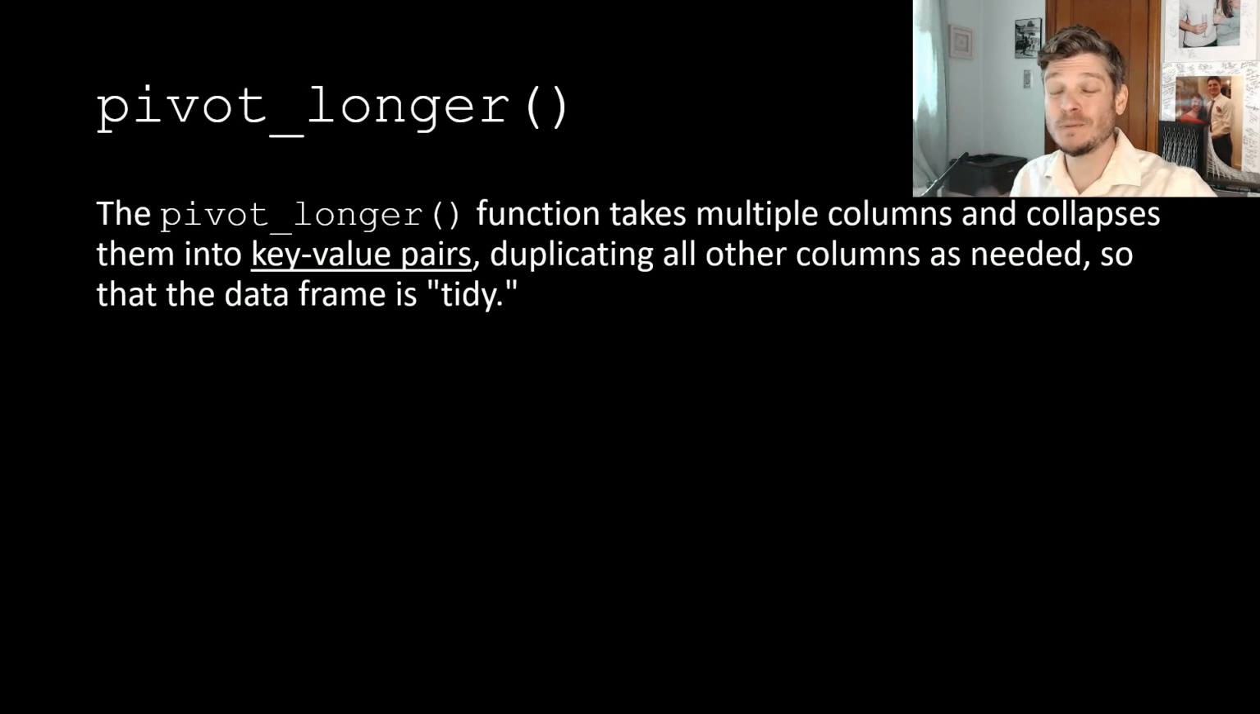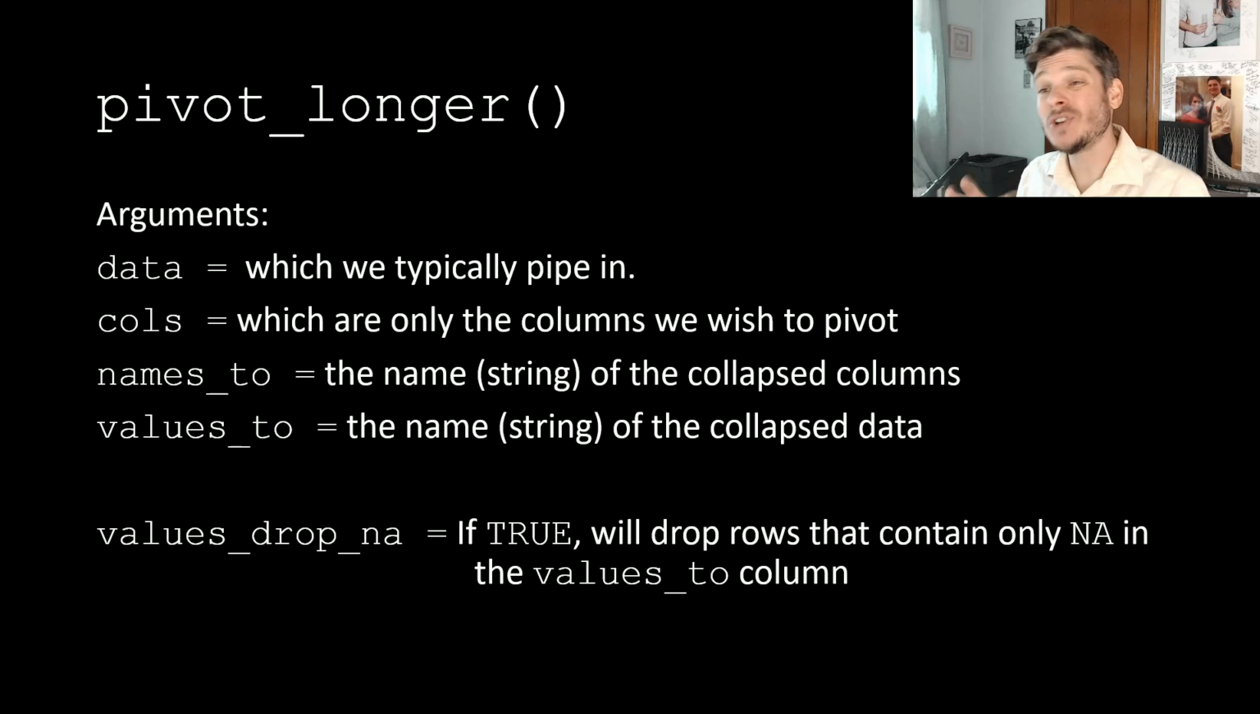It is going to duplicate all the other columns that we don't want to collapse, so it'll keep those all the same. And this is going to hopefully create a tidy data set. So when we talk about the pivot longer function, here are our important arguments to consider.